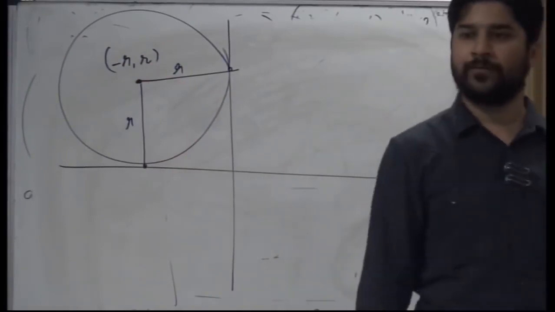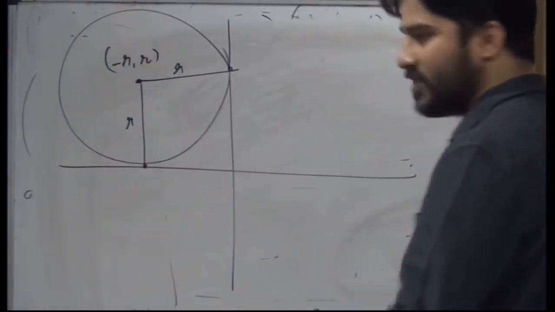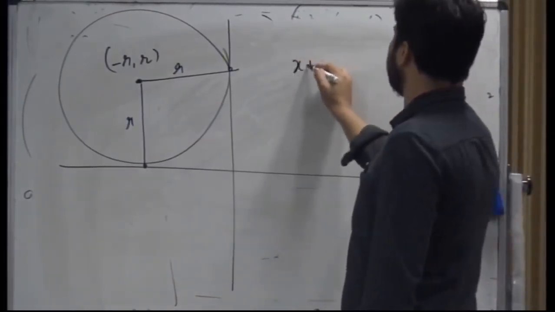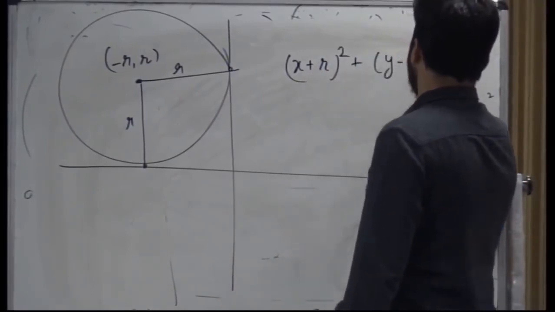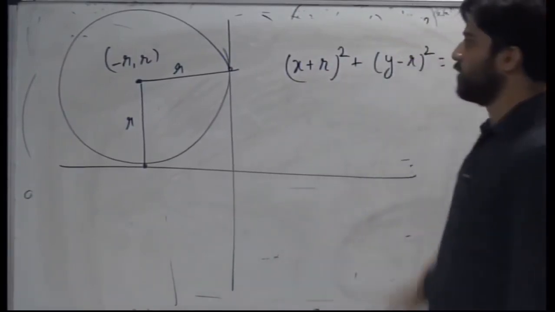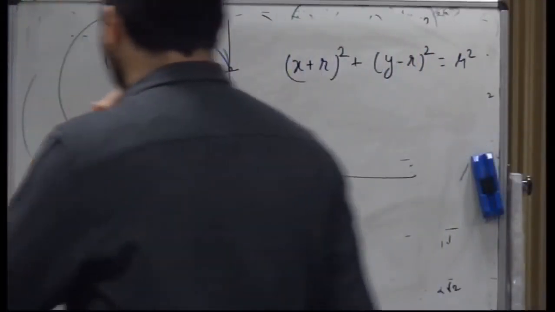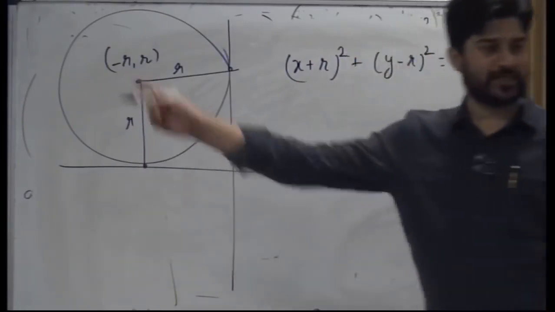Minus r comma, left abscissa would be negative, and r is a positive quantity, right? So the answer is going to be (x + r)² + (y − r)² = r². That's it. Okay? Or not okay? Can you go to the next slide?